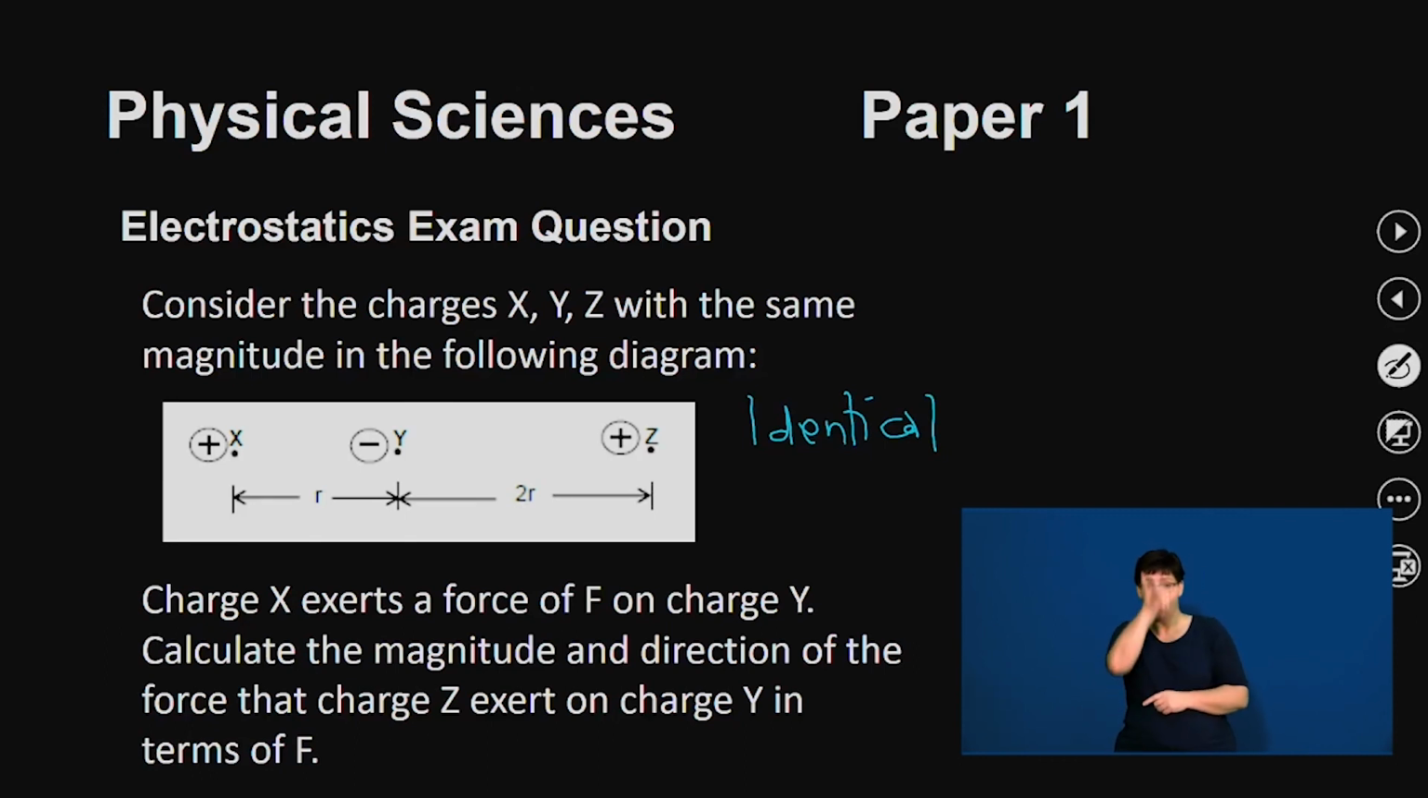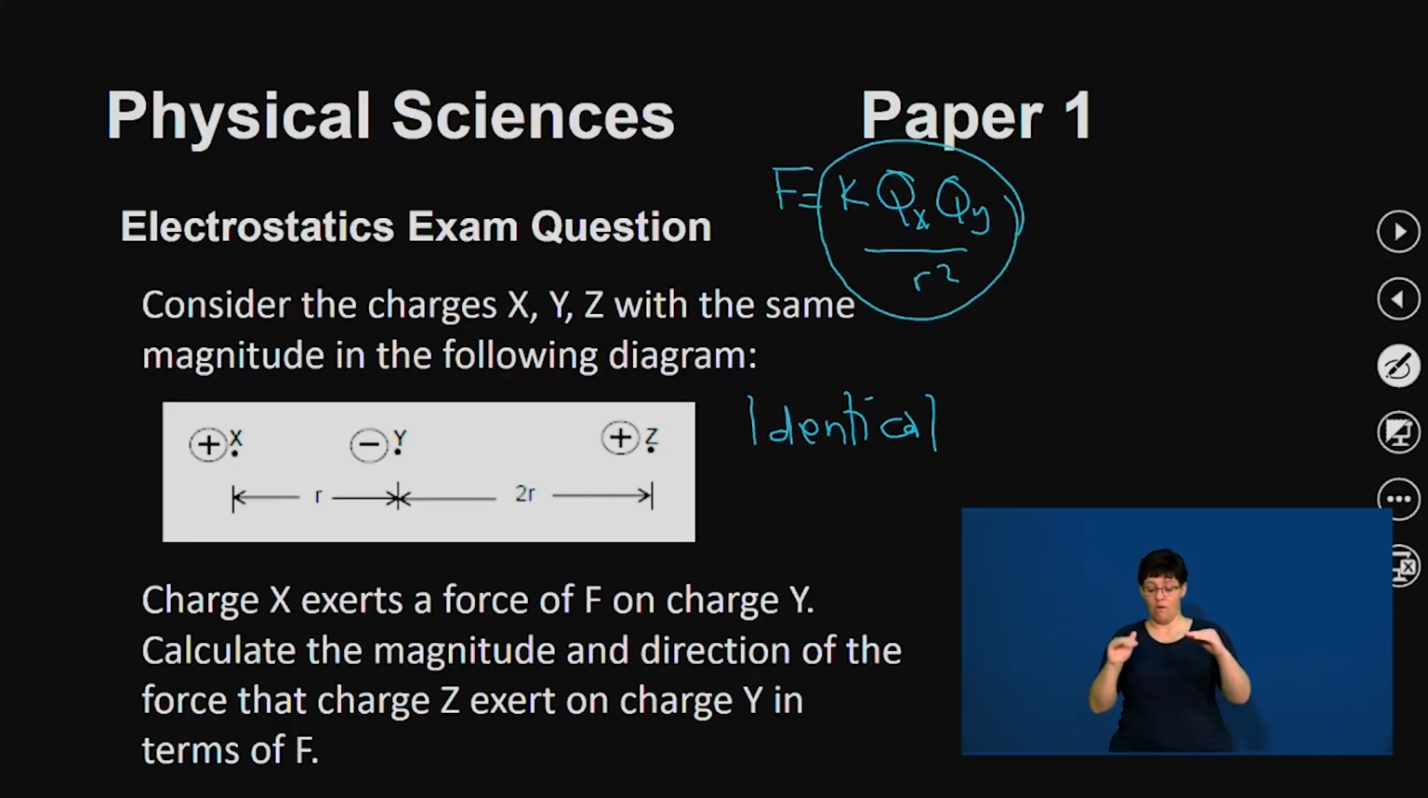Now, let's look at the issue of the forces as an example. It says charge X exerts a force F on charge Y. If you look at X and Y, they are at a distance R. So we have recognized that the concept involved in this question is Coulomb's law, which says F equals K QX QY over R squared. This is what the right-hand side represents, F.